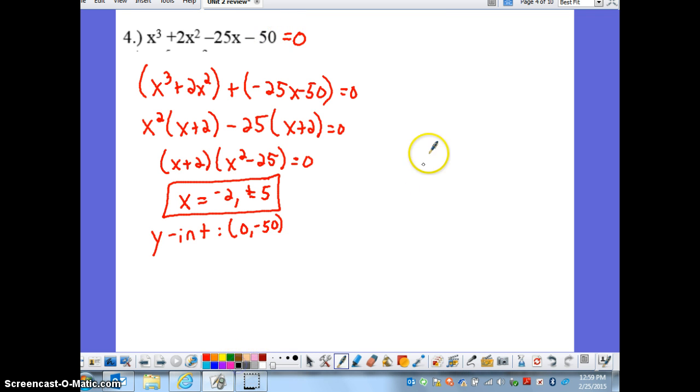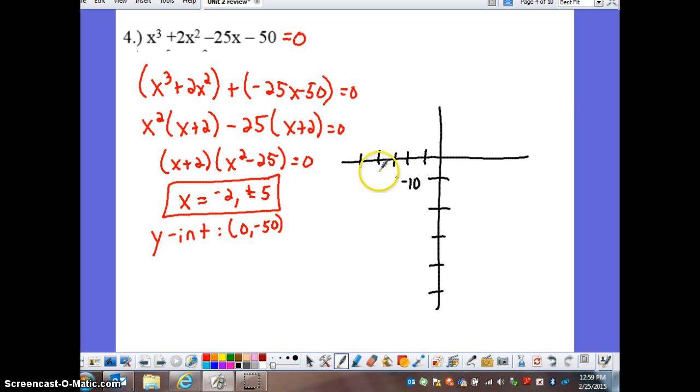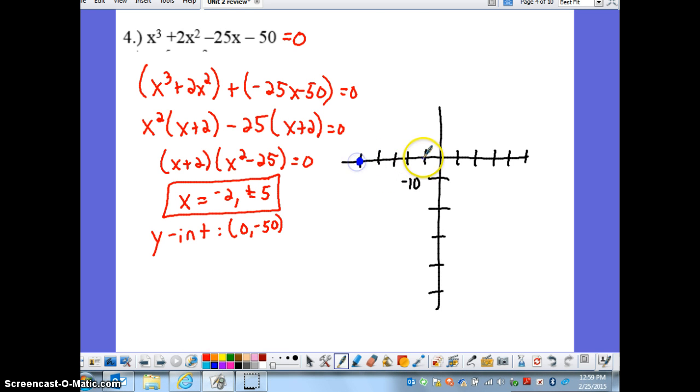So when I graph this, I'm going to have to go all the way down to negative 50, so I'm going to count by tens here. Negative 10 is my first one, then 20, 30, 40, 50. Again, I want you to show that on the actual graph. Now I'm going to go by ones because I need to plot my x-intercepts. My x-intercepts here are negative 5, negative 2, and positive 5.